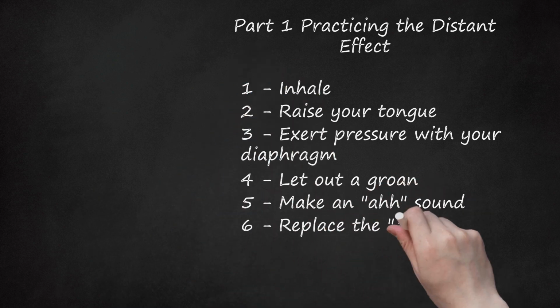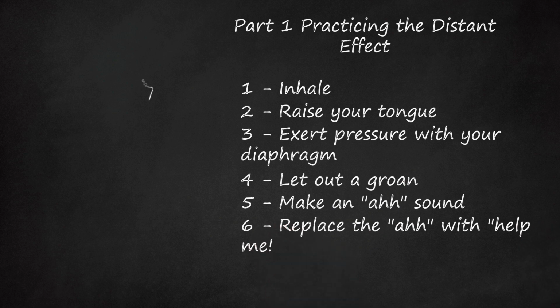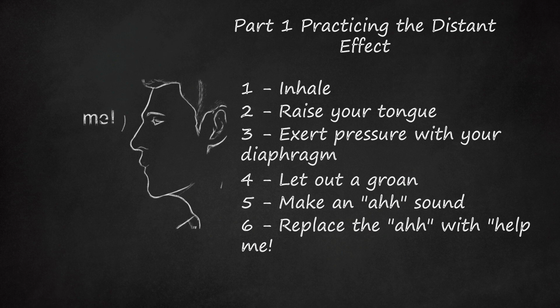6. Replace the ah with help me. When you feel comfortable throwing the ah sound, repeat the breathing and constricting techniques, replacing the ah with a couple of words like help me. Help me is a common phrase used in ventriloquism, since throwing one's voice is often used when creating the illusion of a talking puppet trapped in a chest or box. You could use other phrases, though, like let me out or over here.